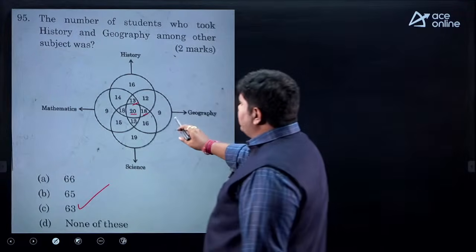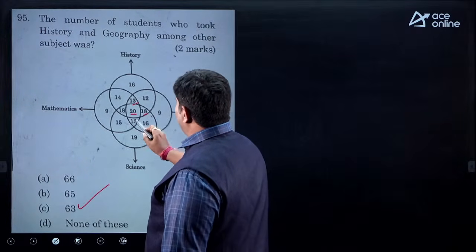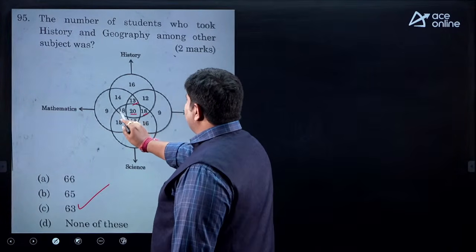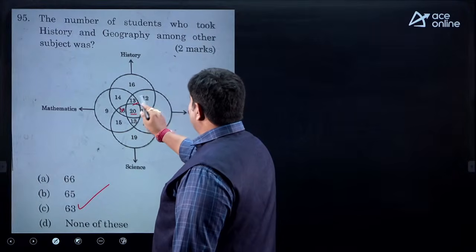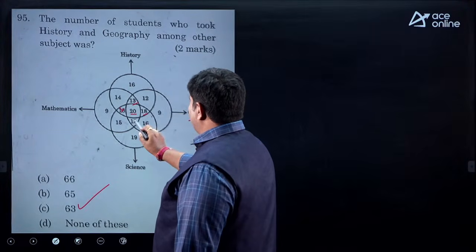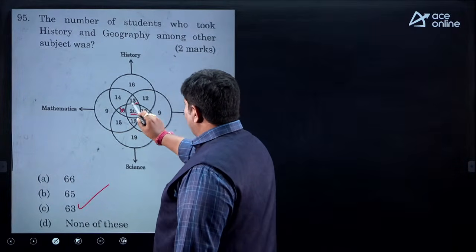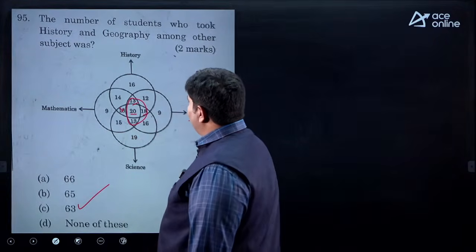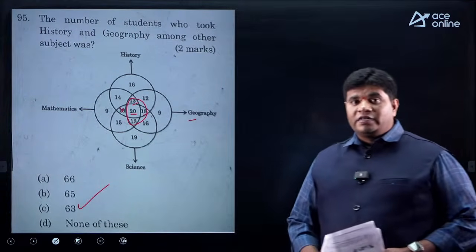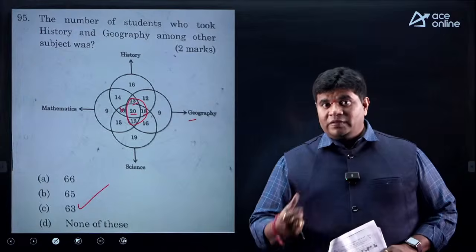History and geography important among the other subjects. If you take 18, this 18 not taken, this is not in geography. Okay, these 2, 18, these 4. Observe, you are getting answer is 63. Okay, these are the questions from the aptitude.